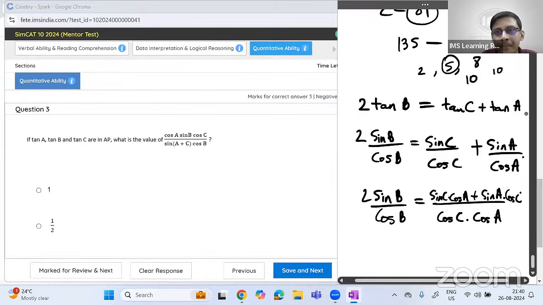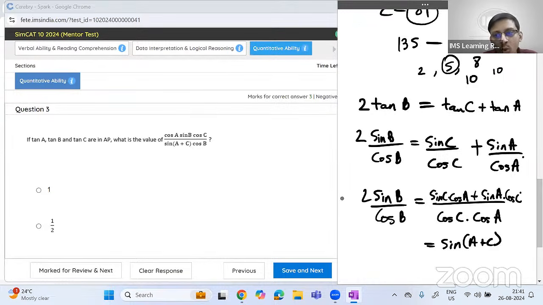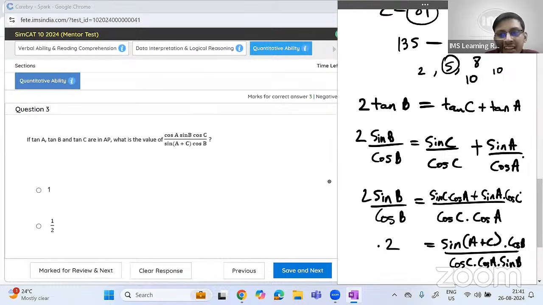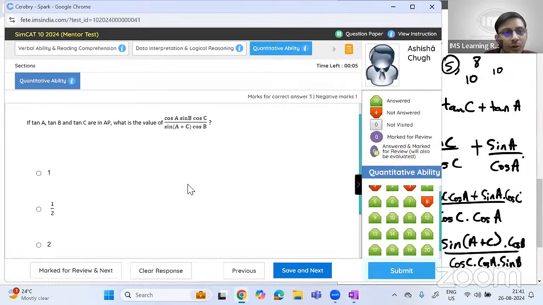Again, a silly mistake. So plus sin C into cos A plus sin A into cos C, that is equal to sin(A plus C). We are getting sin(A plus C) into cos B here. And here we are getting 2 into sin B into, okay, let's simply bring the sin B here. So cos C into cos A into sin B. And we need to find just the reciprocal of this. Okay, so we are getting 2, it should be 1 by 2.